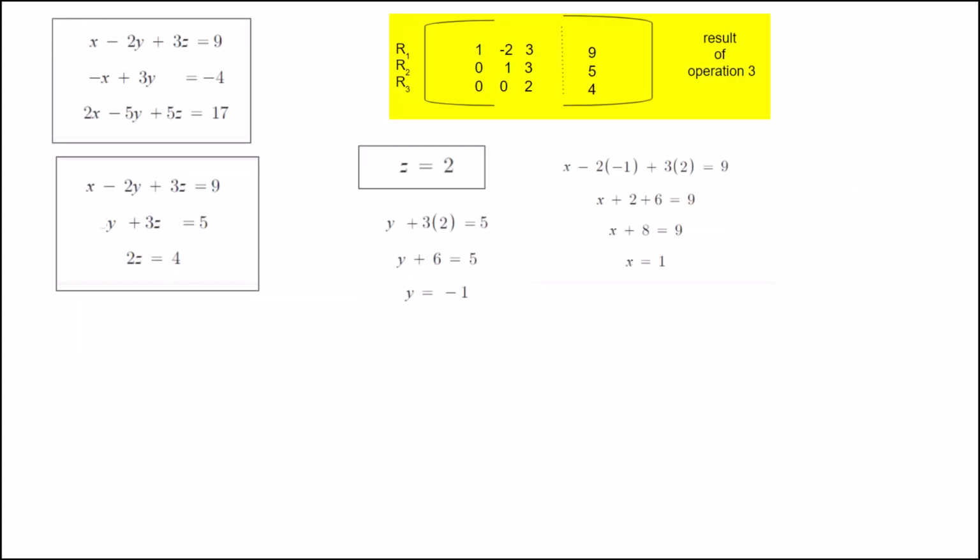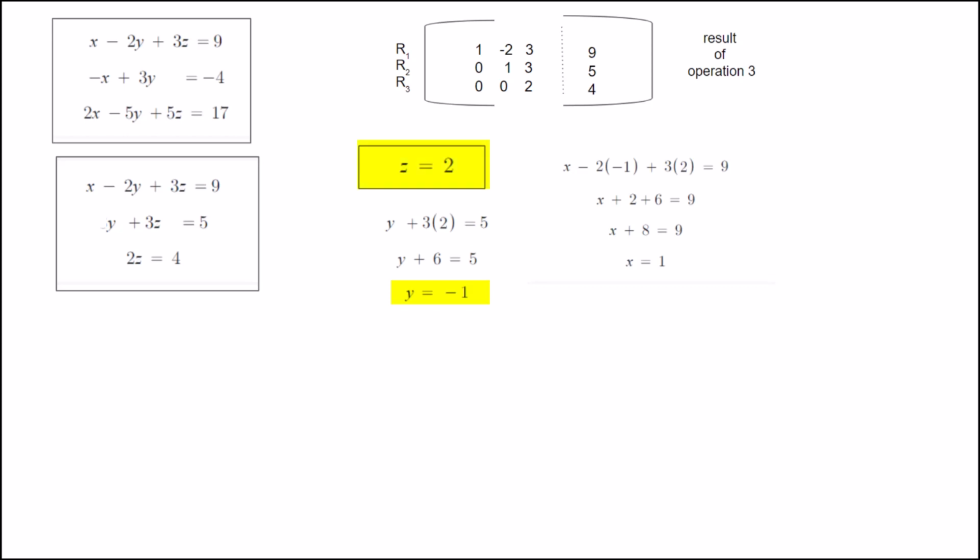What we have on the top is the result of operation 3. If you add the variables back in, you can see that what you end up with from row 3 is that 2z is equal to 4. So we know that z is equal to 2. If we add the variables back to the second equation, we get y plus 3 times z is equal to 5. If we fill in the value of z, which we now know, we get y plus 3 times 2 is equal to 5, which gives us y plus 6 is equal to 5. If we subtract 6 from both sides, we get y is equal to -1.